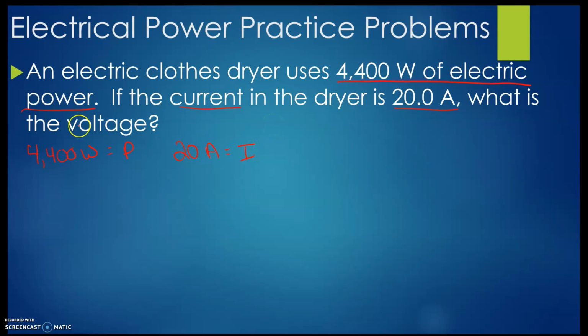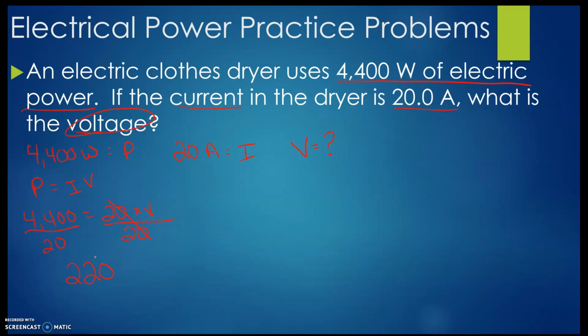Okay, that means that we are looking for the voltage. So if we use our equation, P equals IV, we plug in our 4,400 for our power. We have our amps, so we have 20, and we are looking for that V. If we divide both sides by 20 to get the V on one side by itself, these two will cancel out. 4,400 divided by 20 gives us 220.